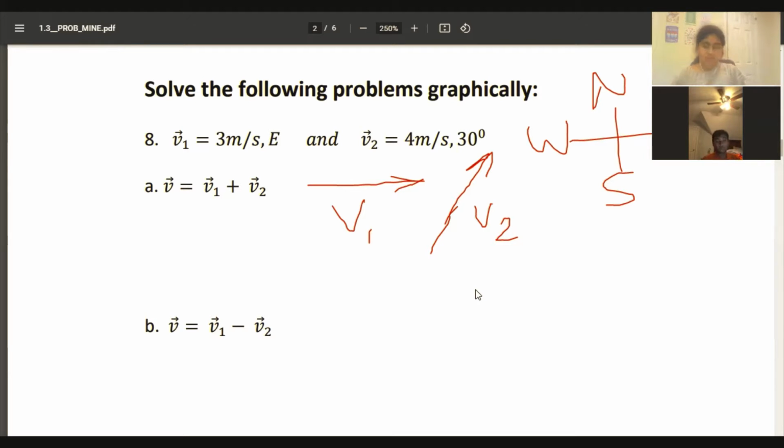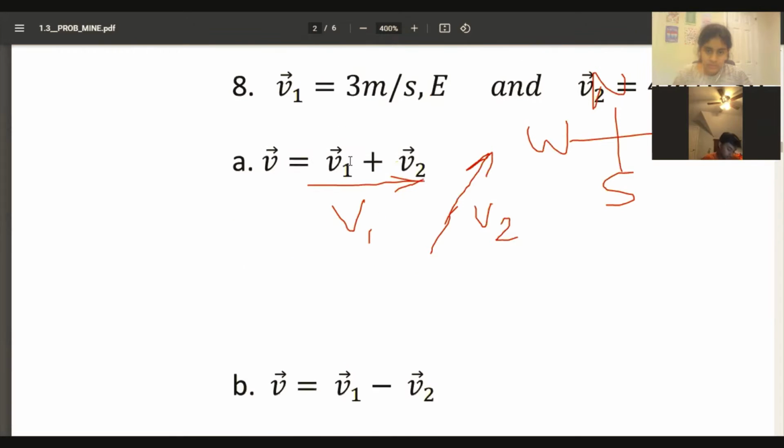So when we're adding them, we have to remember the head-tail method. So I'm going to erase this.